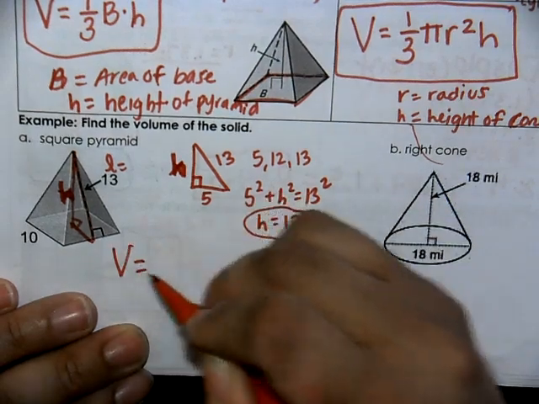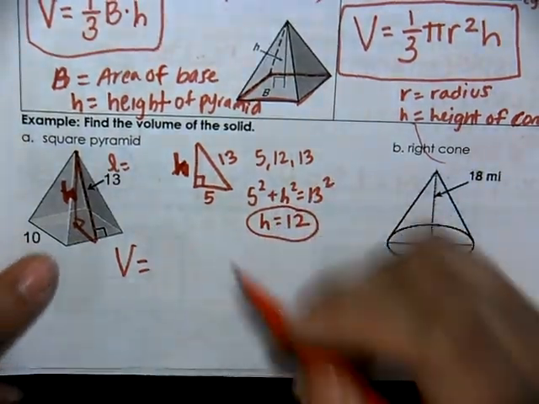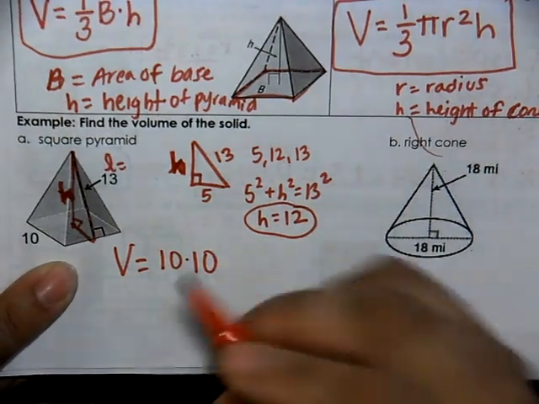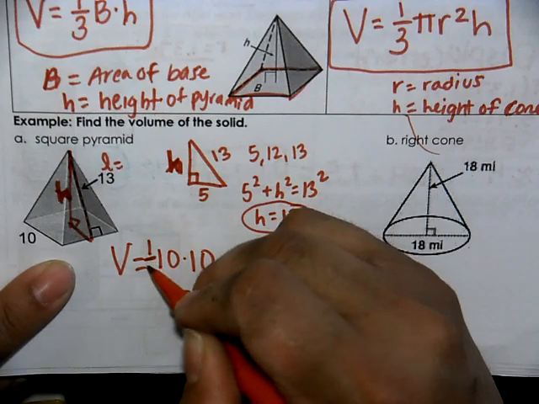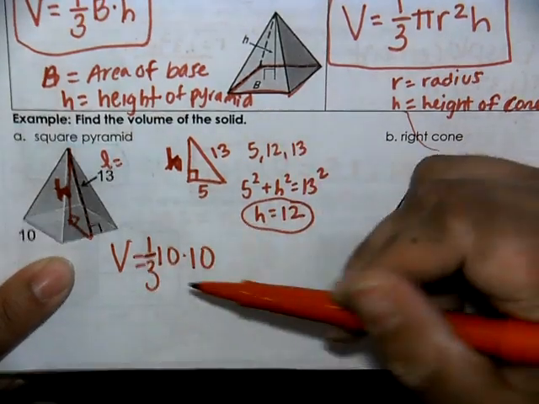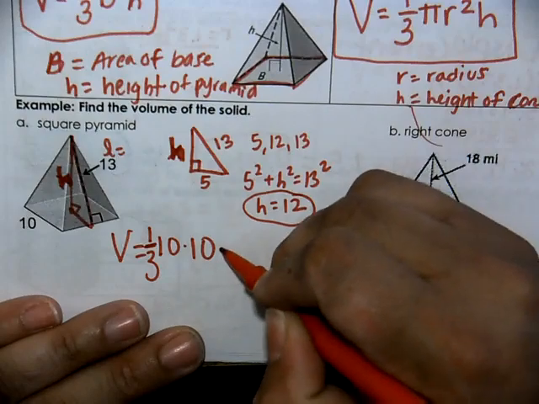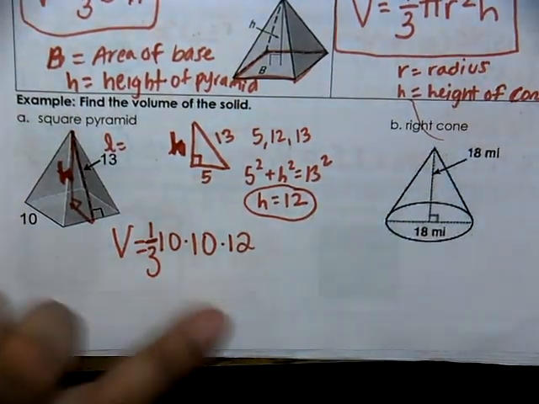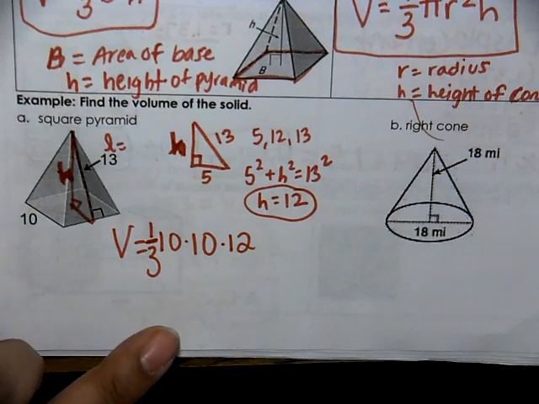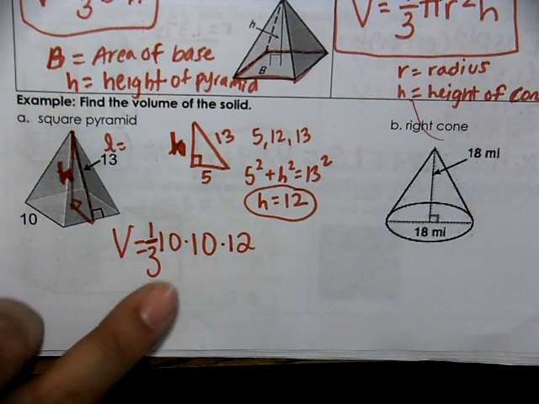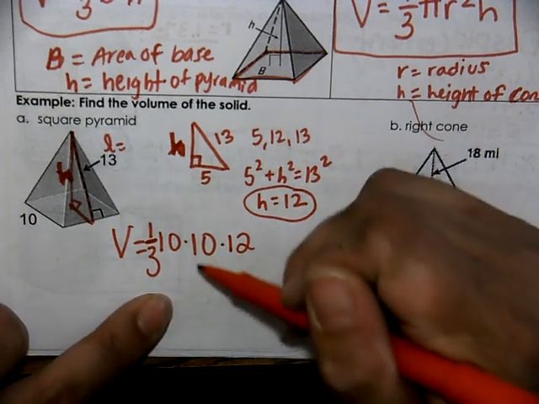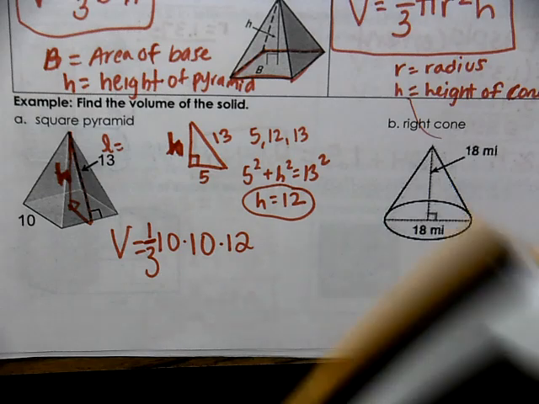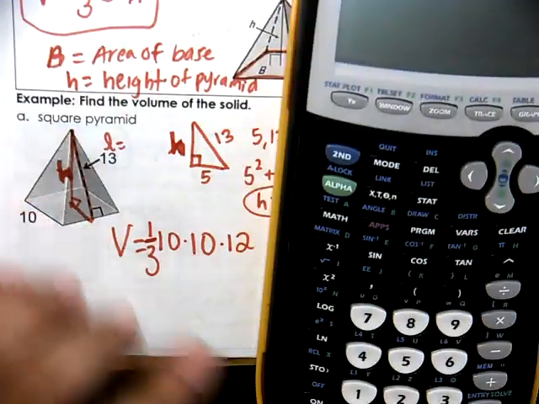We have volume equals area of the base is a square, so it'd be 10 times 10. And don't forget about the 1/3 in front. Remember, it's 1/3 times the capital B times H, and the H is that height we just found, which is 12. So good news is there's no decimals here, but the 1/3 will sometimes create a repeating decimal or just a decimal in general. When you type this entire thing in, you want to keep the answer either, it didn't say how to round it, so let's see what we get.